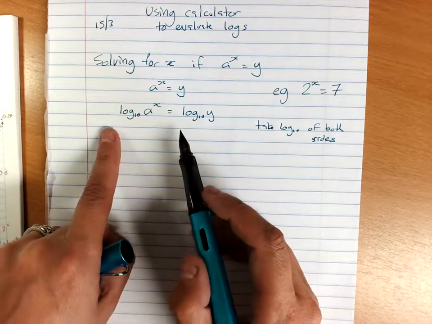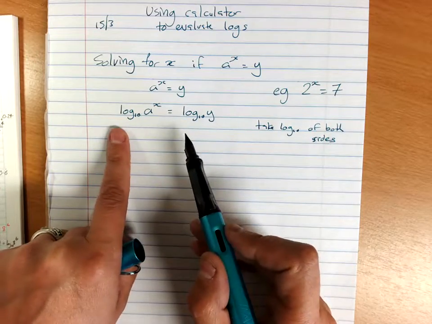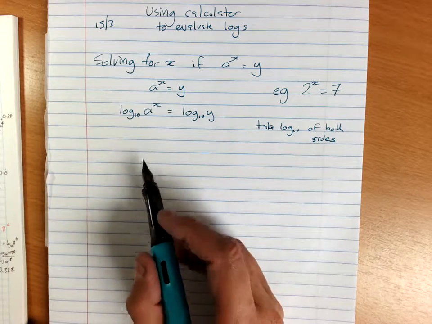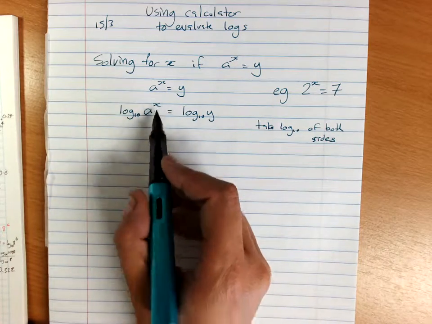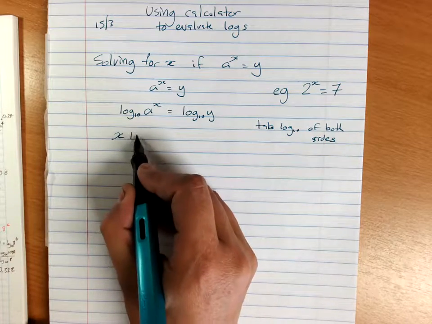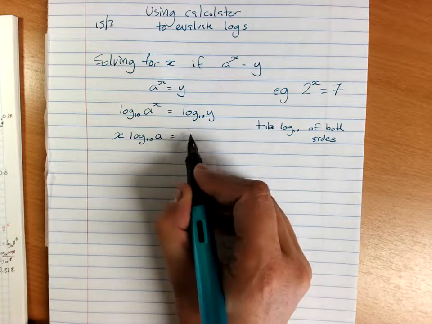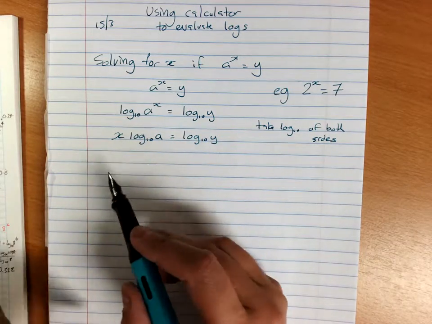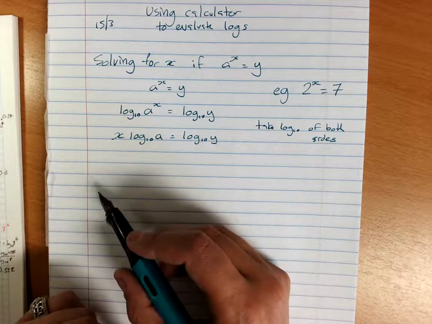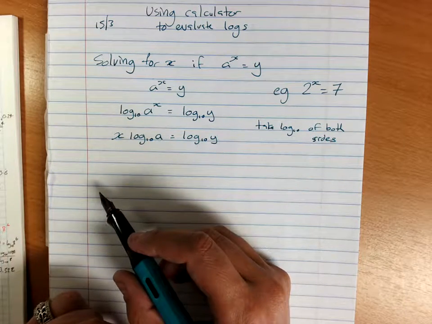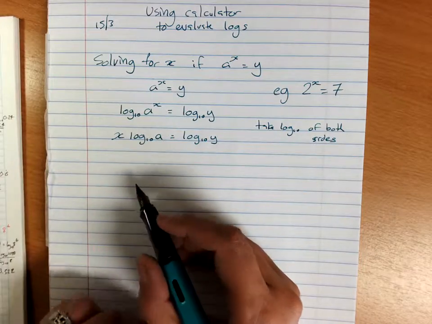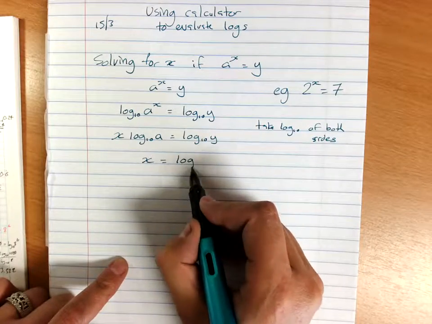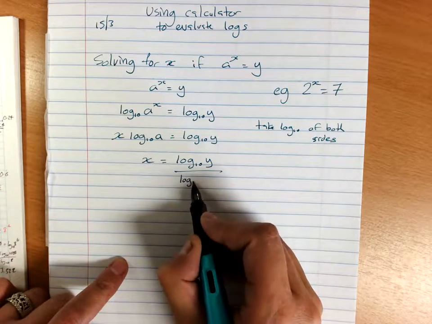Once you've done that, the third log law says I can do what with this power of x? Yep. Put it at the front. So this is x times log 10a equals log 10y. If I've got x times log 10a, how would I get x on its own? Divide both sides by log 10a, so x equals log 10y on log base 10a.